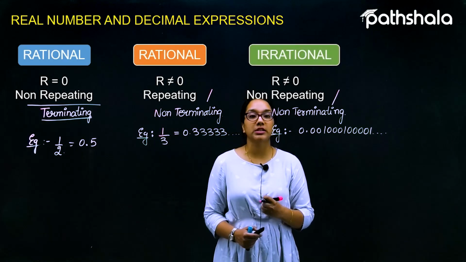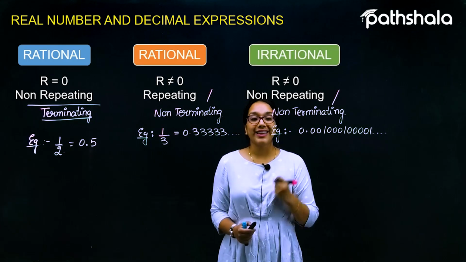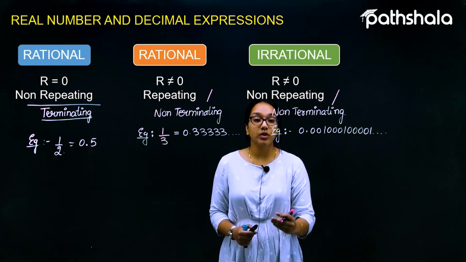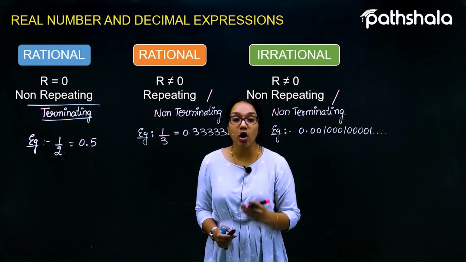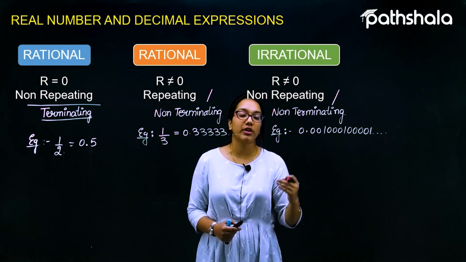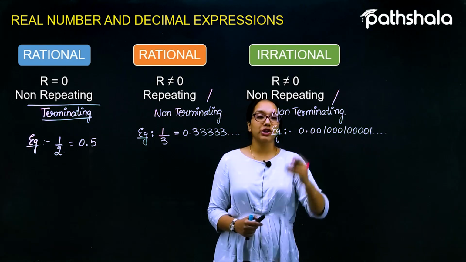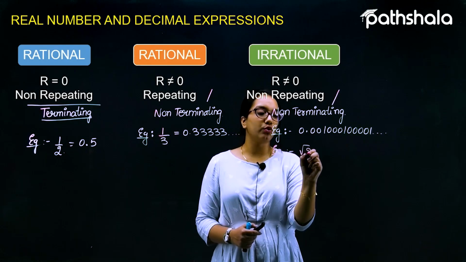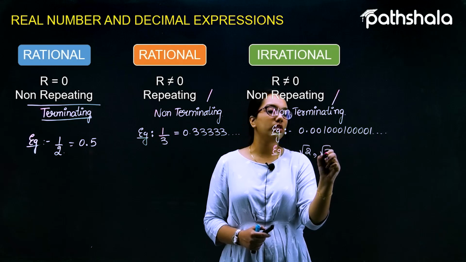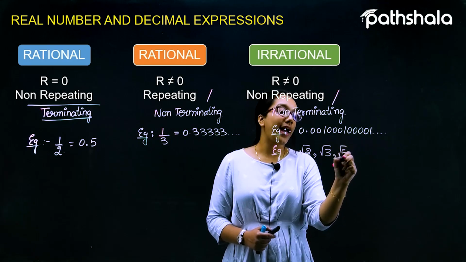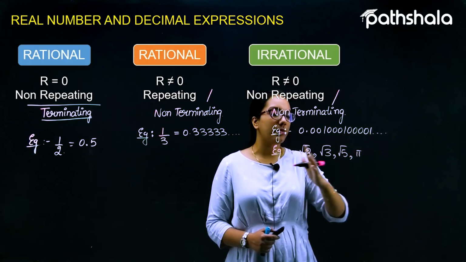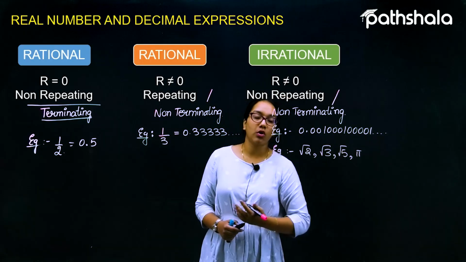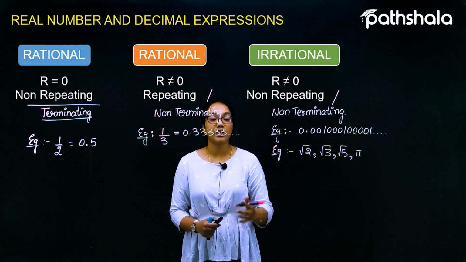So always remember this thing, that whenever in any particular decimal expression the remainder is not equal to 0 and it is non-terminating and non-repeating, such numbers are called irrational numbers. So let us suppose I'm talking about the number root 2. If we are talking about root 3, root 5 and pi, all of these numbers are irrational numbers.